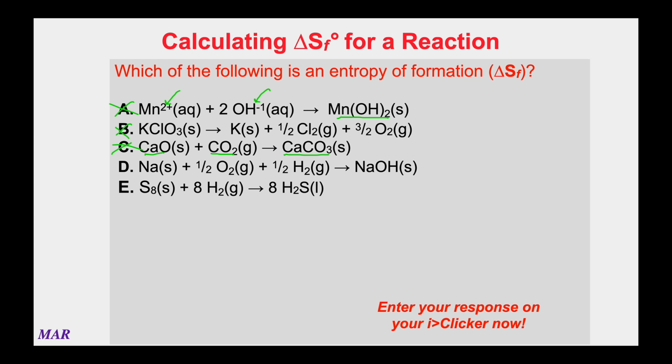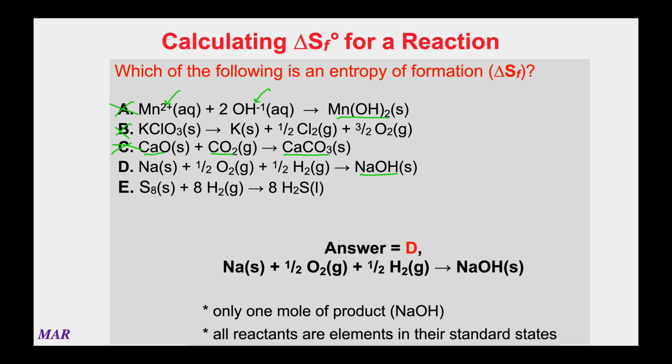But answer D, if you look at that, we have 1 mole NaOH, we have 1 Na, elemental sodium, we need 1/2 of oxygen and 1/2 of hydrogen, and those are elemental states. Well, guess what? Answer D is a formation reaction. And I bring this one up because I hate using fractions when it comes to balancing reactions. But in a formation, whether it's enthalpy in Chem 221 or entropy now, you sometimes have to use fractions.